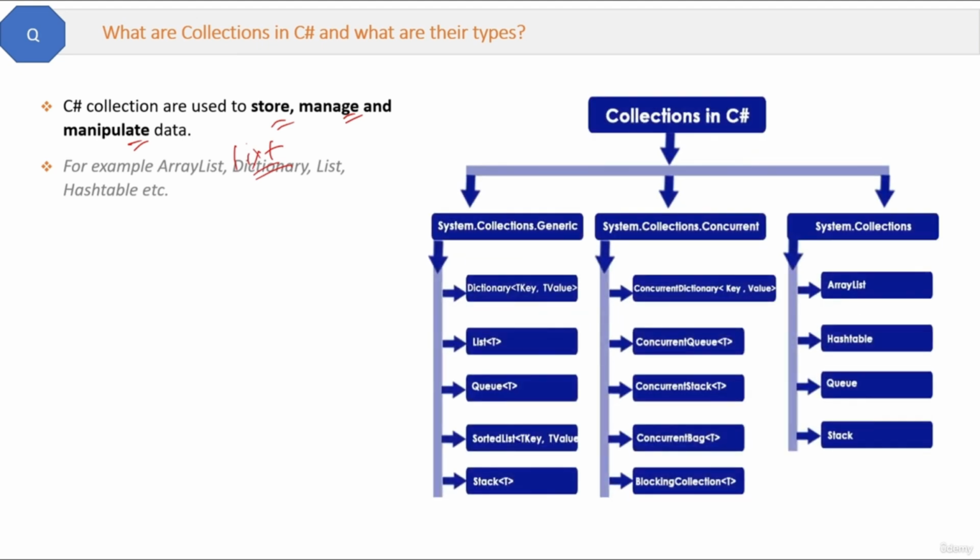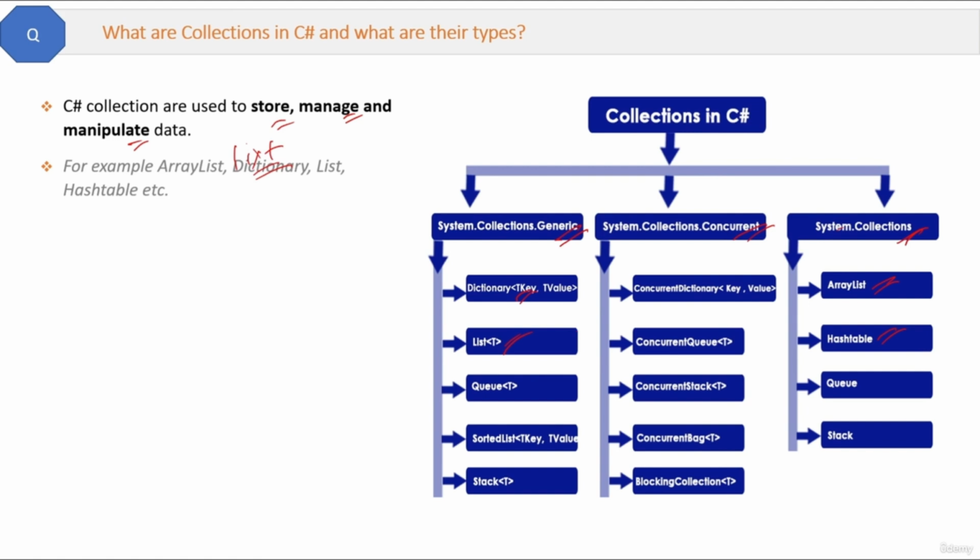Here are the categories of the collections. We have three categories of collections in .NET: normal collections, concurrent collections, and generic collections. Remember, these are the categories. But if someone asks you the types of collections, then you have to say ArrayList, Hashtable, Dictionary, List, whatever you know from this list, you should share that.